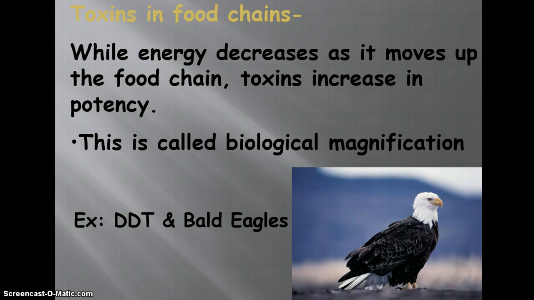We talked about this the other day, but toxins within the food chain. Energy decreases as you go up a food chain or up the food web because there's less energy available, because the animal below it used it to stay alive. Toxins, on the other hand, increase in potency as you go up the food chain. If a primary consumer ate the producer and there were toxins in it, it got into the primary consumer. Then the secondary consumer eats the primaries and so forth. So as these animals eat each other, this toxin builds up. And this is called biological magnification.